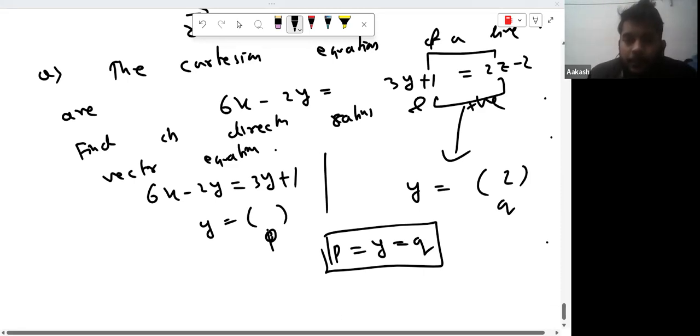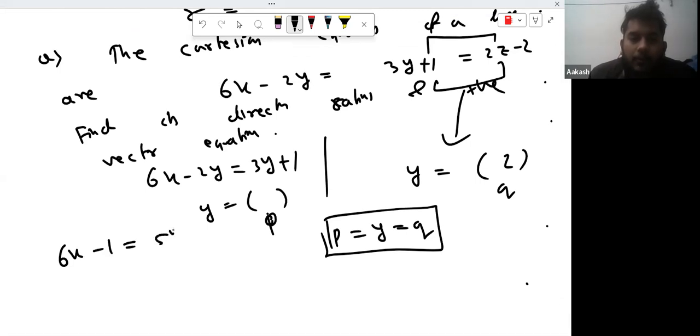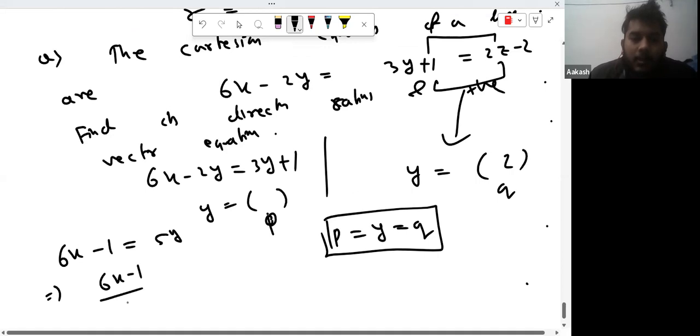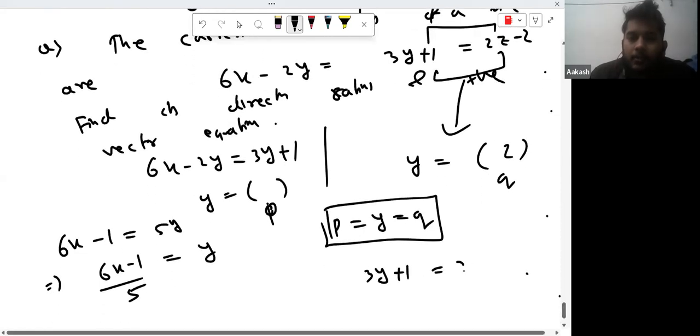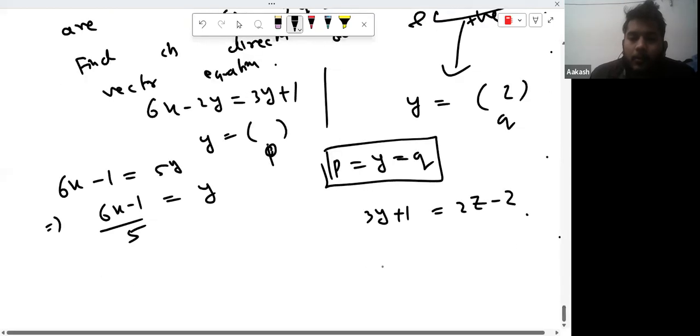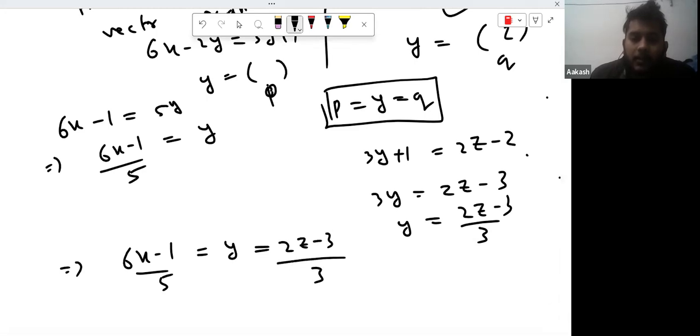Okay, let's see. From these two, we can say 6x minus 1 is equal to 5y, or 6x minus 1 upon 5 equals y. And from these two equations, we can say 3y plus 1 equals 2z minus 2, which is 3y equals 2z minus 3, and y equals 2z minus 3 by 3. So we can say 6x minus 1 upon 5 equals y equals 2z minus 3 by 3.